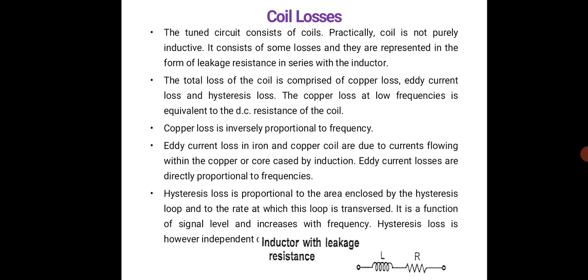The total loss of the coil is comprised of copper loss, eddy current loss, and hysteresis loss. The copper loss at low frequencies is equivalent to the DC resistance of the coil, so it is inversely proportional to the frequency. Eddy current losses in iron and copper coil are due to currents flowing within the copper or core caused by induction. Eddy current losses are directly proportional to frequency. We have one more loss, which is the hysteresis loss, which is proportional to the area enclosed by the hysteresis loop and to the rate at which that loop is traversed. It is a function of signal level and increases with frequency.